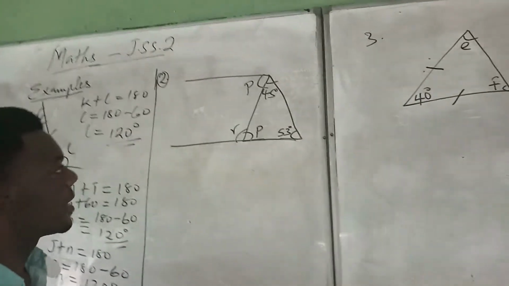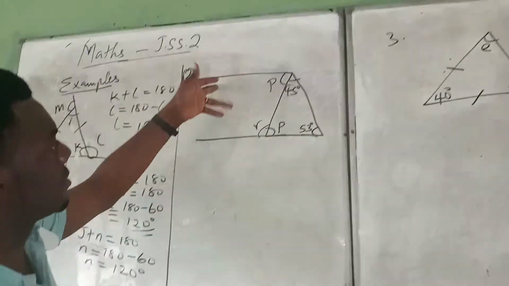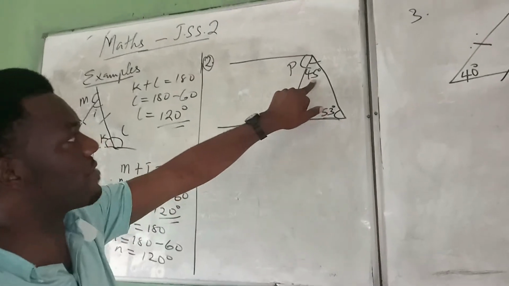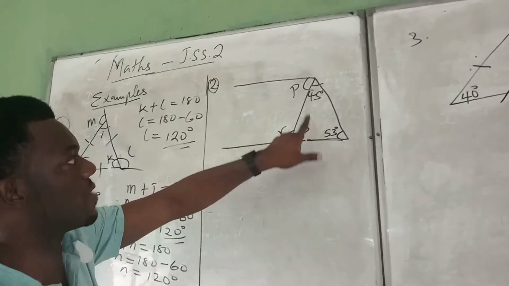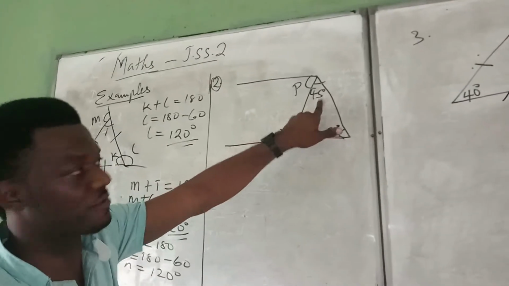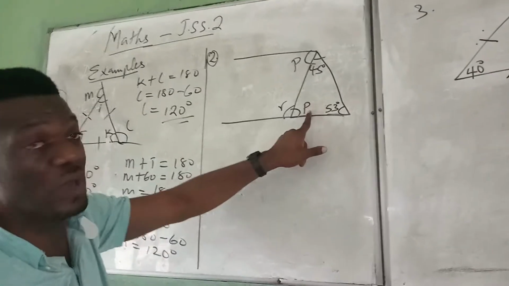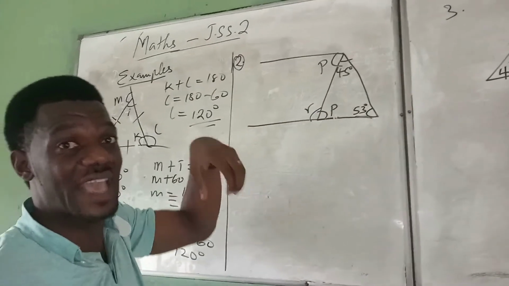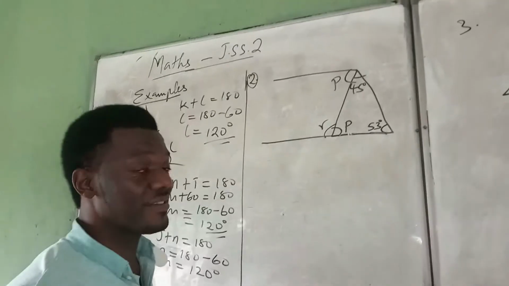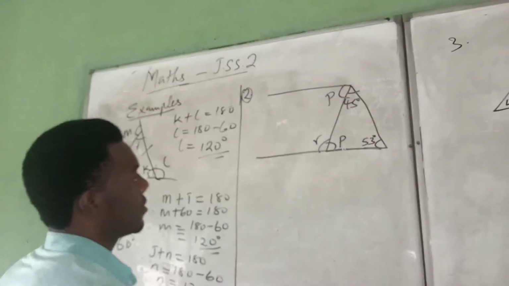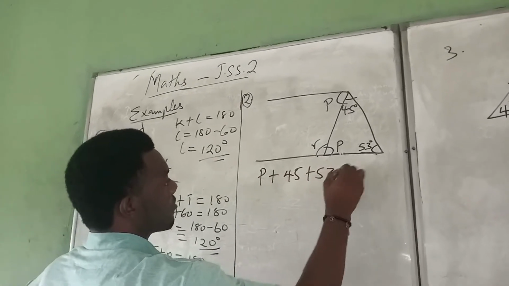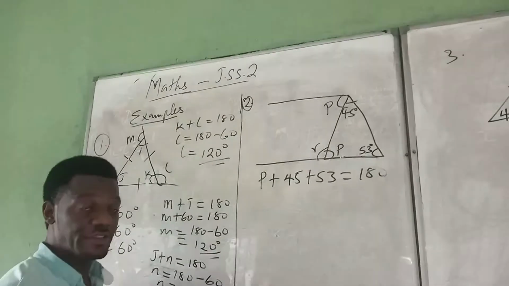So here, coming to this place now, we'll apply it also. Here, we want to find P. We have 45 here, so this is a triangle. Inside the triangle, the first angle is 45, the second one is 53, the third one is P. Rule 6 says that the sum of the angles in a triangle is 180 degrees. So P plus 45 plus 53 degrees equals 180 degrees. That is rule 6.